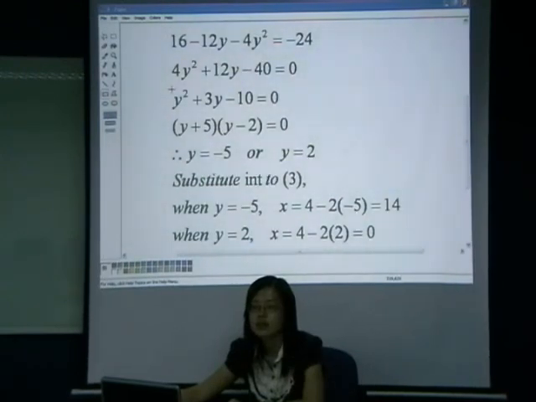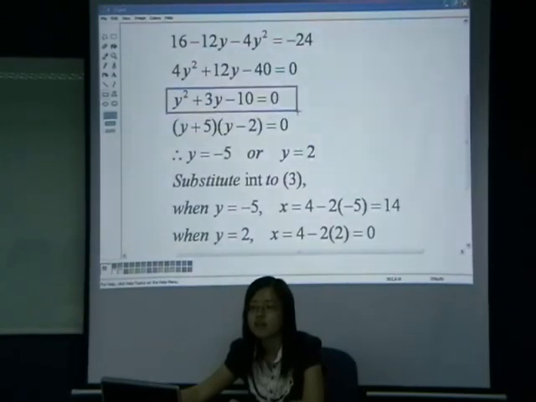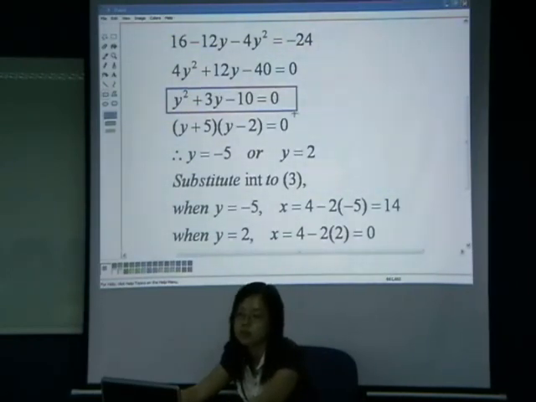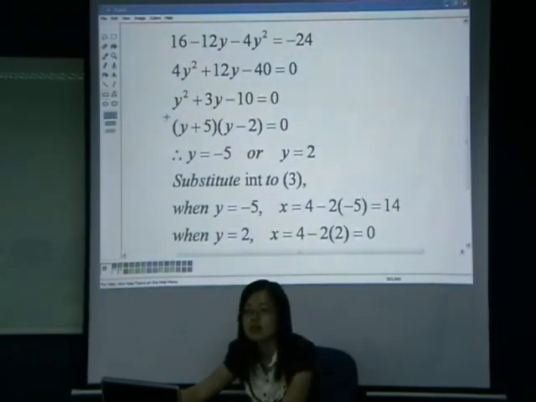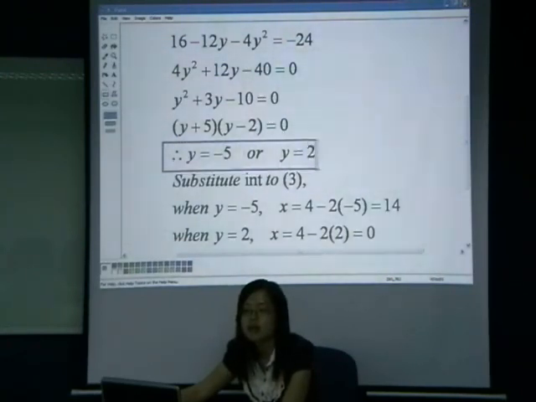We can reduce the above equation to the simplest form by dividing by 4 throughout here, and we will have y squared plus 3y minus 10 equals 0. Factorization would give us this form of equation here. So we would have (y plus 5) times (y minus 2) equals 0. So now solving for y, therefore we would have y equals negative 5 or y equals 2.